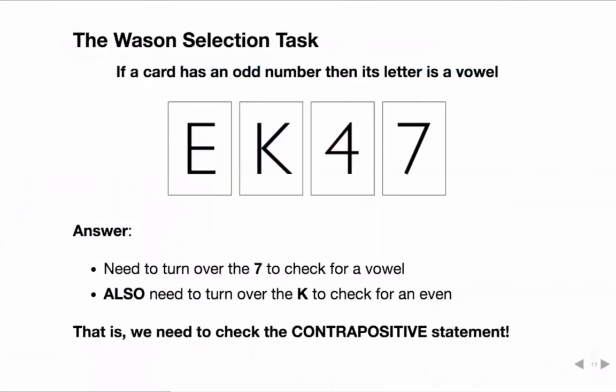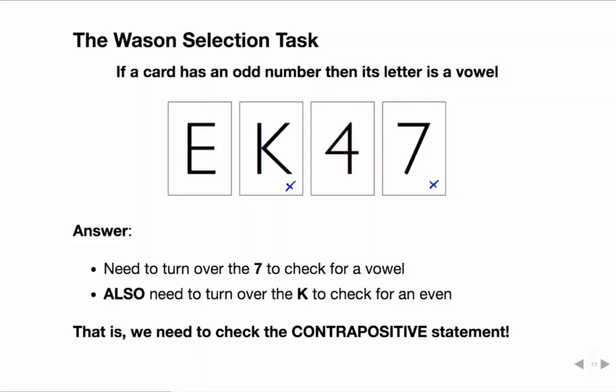It turns out that there are actually two cards that we need to turn over. We need to turn over the 7 because it's an odd number, and we need to check to see if there's a vowel on the other side. And the other one, the one that people miss, is that we also need to turn over the K, because we have to check to make sure that there's an even number on the other side of the K. Because if there was an odd number on the other side, then that would break this rule.